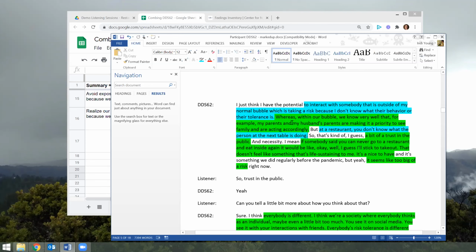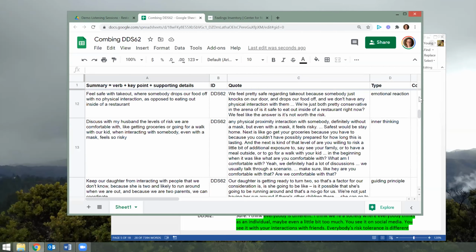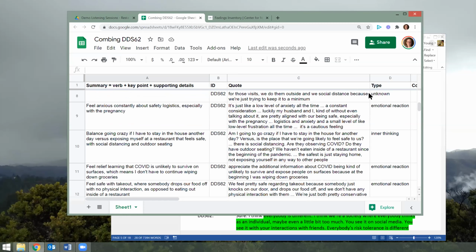What about within our bubble, we know very well that my parents and husband's parents are making it a priority. Okay, so let me make this clear. Take this. This might go with that little row that we skipped way up here. So let's go up here and find that unknown one.